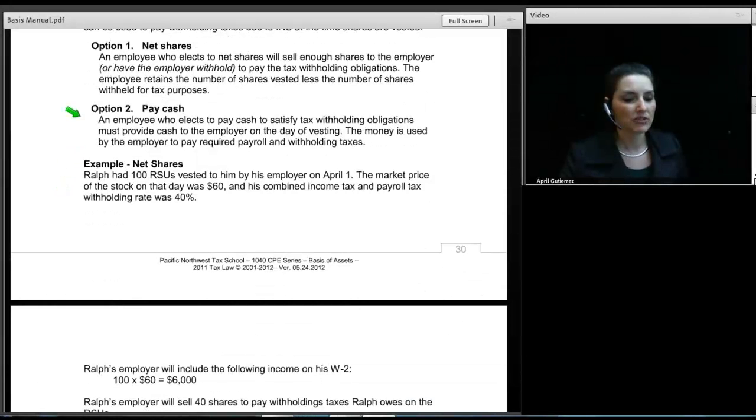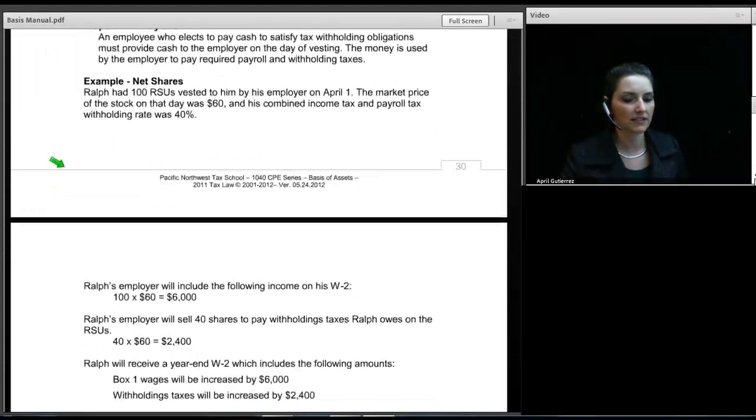The second option is to pay cash. An employee who elects to pay cash to satisfy those withholdings must provide the cash to the employer on the day of vesting, and then that money is used by the employer to pay the required payroll and withholding taxes. So here's an example, net shares. Ralph had 100 RSUs vested to him by his employer on April 1st. The market price of the stock on that day was $60, and his combined income tax and payroll tax withholding rate was 40%.